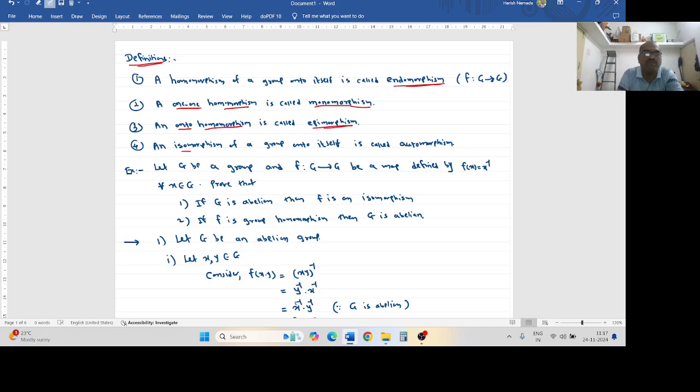And an isomorphism of a group onto itself is known as an automorphism. म्हणजे डोमेन आणि कोडोमेन दोन्ही जर सारखे असेल तर आयसोमॉर्फिझम त्याला म्हणणार आपण ऑटोमॉर्फिझम. Then we have the next example.